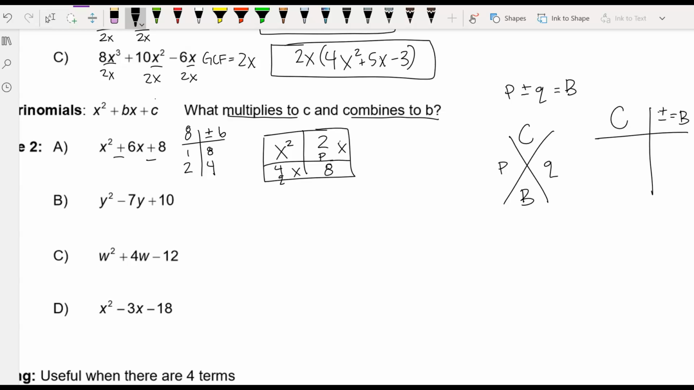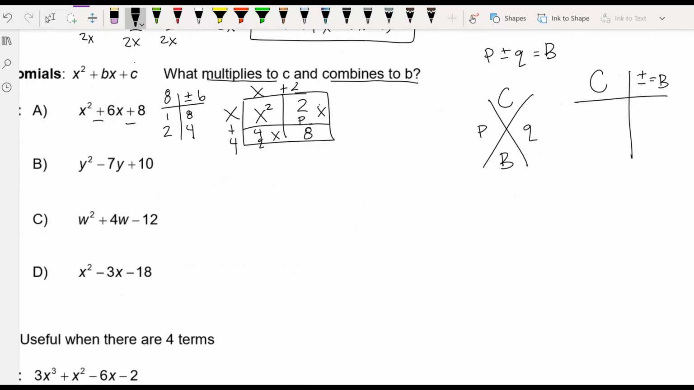So x squared and 4x have an x in common. 2x and 8 have a positive 2 in common. And then x squared and 2x have an x in common. And 4x and 8 have a 4 in common. And then you can check your multiplication. X times x is x squared. 4 times 2 is 8. And then 2x plus 4x equals 6x. So your factors are x plus 2, x plus 4.